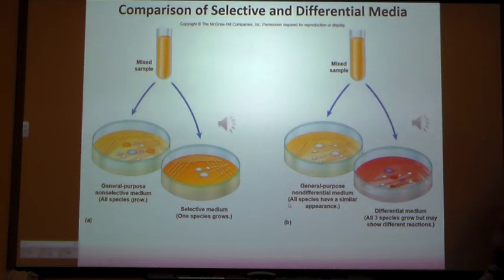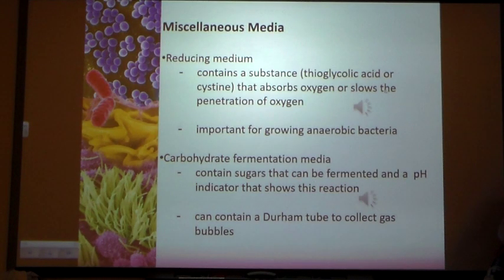Now, occasionally you do have to grow, as we were just talking about, reducing media, meaning no oxygen. This is actually quite essential, especially for culturing bacteria coming from your intestine to accurately see if the patient has a certain anaerobic bacterial disease. You actually do have to put your culture in an anaerobic environment, something that actually absorbs the oxygen. We will be playing with a lot of carbohydrate fermentation media, so we'll talk more about this when we actually do that.